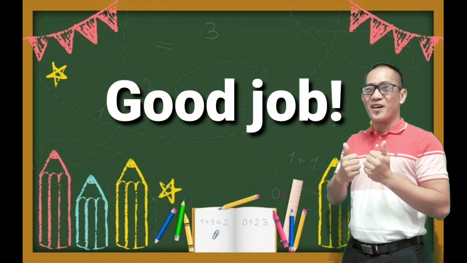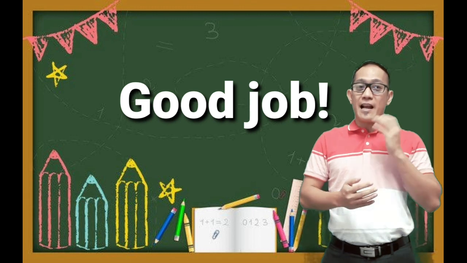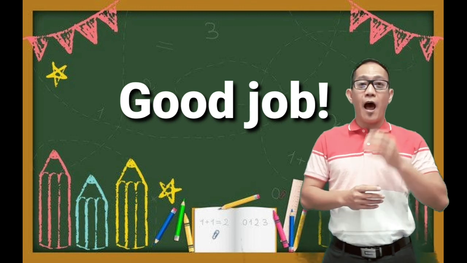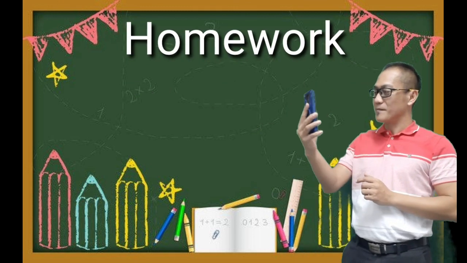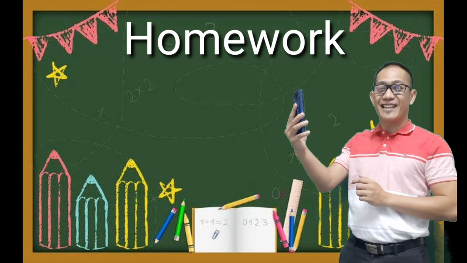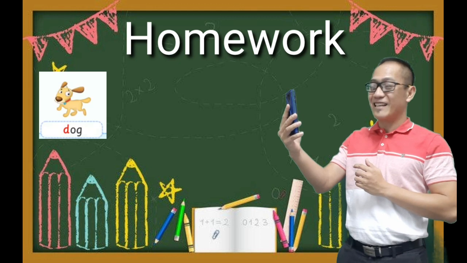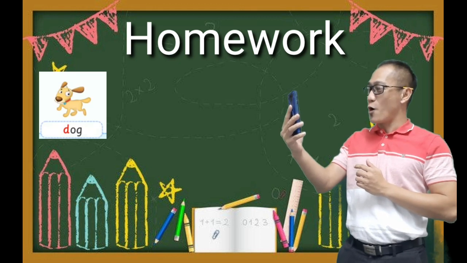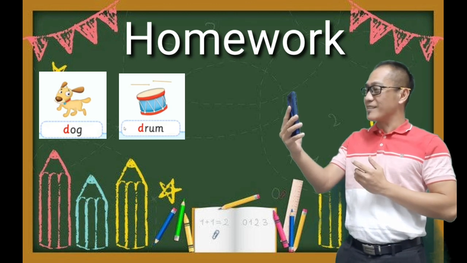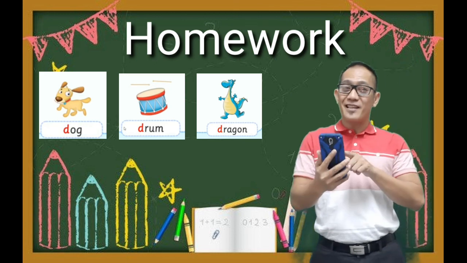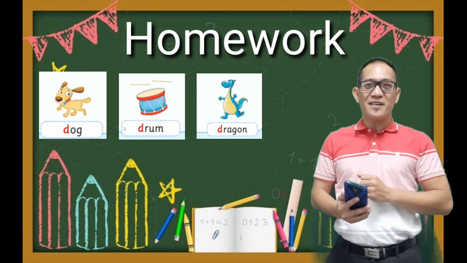Good job. And that is our lesson for today. Now, for your homework, I want you to take a video of yourself saying, it is a dog. It is a drum. It is a dragon. And send it to the line group. See you again next time. Goodbye.